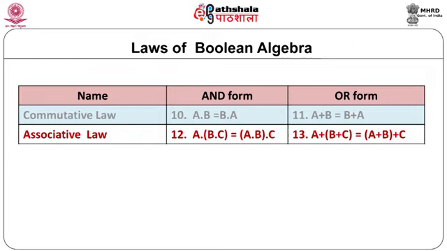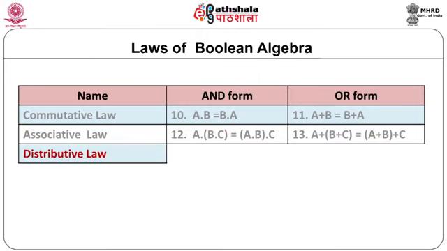Similarly, the associative law in OR form is A OR (B OR C) equals (A OR B) OR C. This law states that while ORing more than two variables, it makes no difference in the order in which the variables are grouped. One can verify these laws by substituting the 0 or 1 values to these Boolean variables.